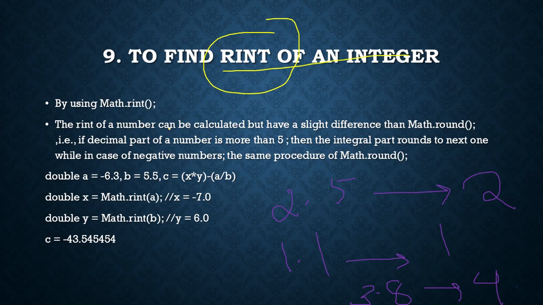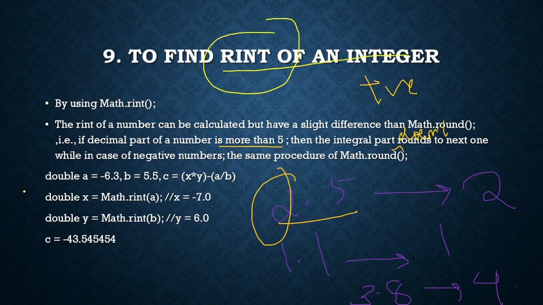So the range of a number can be calculated, but it has a slight difference from math.round. If the decimal part of a number is 5 or more in the positive case, then the integral part rounds up by 1. In the case of a negative number, the same procedure applies, so there is a descent round. I forgot to include the word descent round. That is, it returns the integral part only. If I write 2.5, it will give 2 only, not 3.